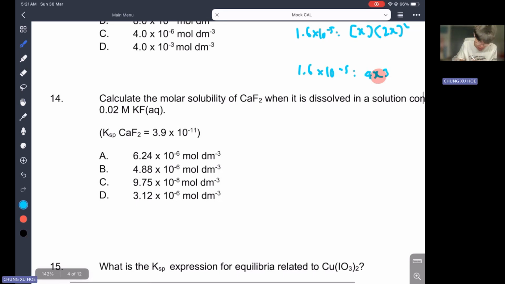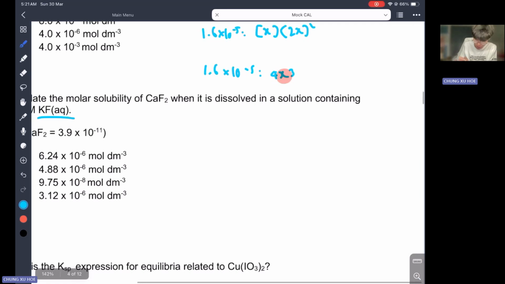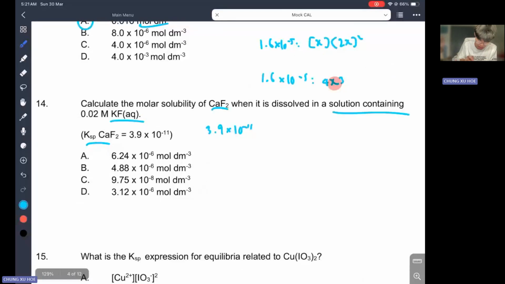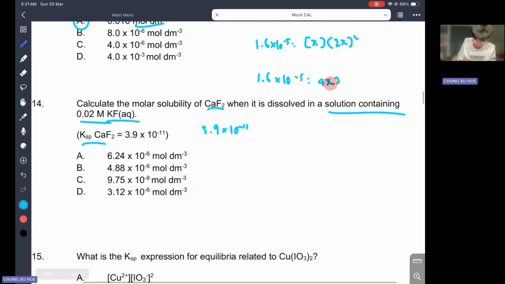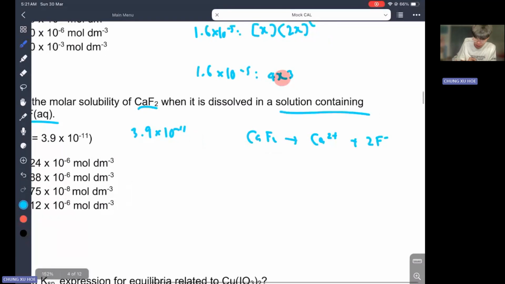Okay, so given Ksp, of course, I'm going to use the Ksp formula again, and this Ksp for my CaF2 is 3.9 times 10 to the power of negative 11. Given the solution containing this KF, calculate the molar solubility of CaF2. So CaF2 gives you Ca2+ and then 2F-, okay? And the equation here is going to be Ca2+ concentration times F- squared, divided by CaF2.